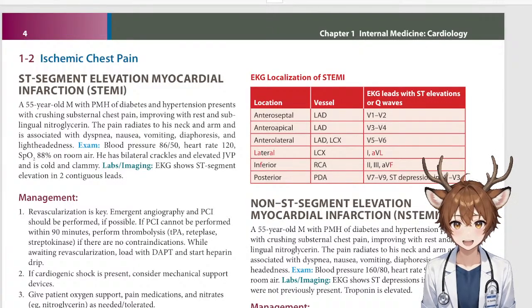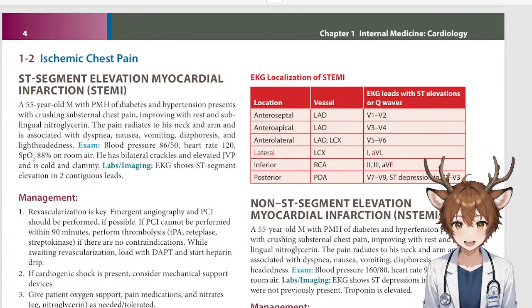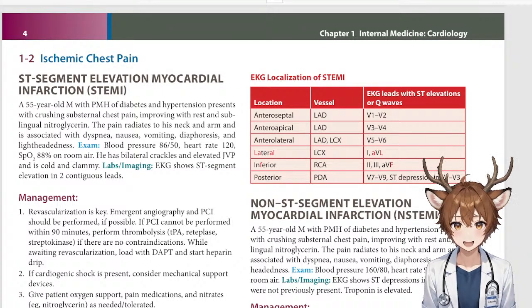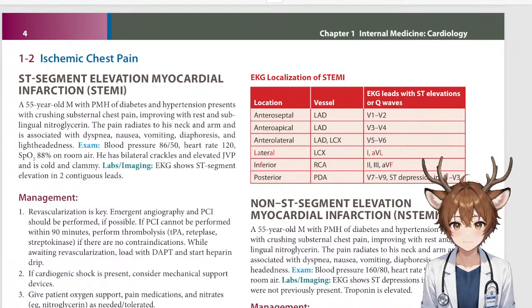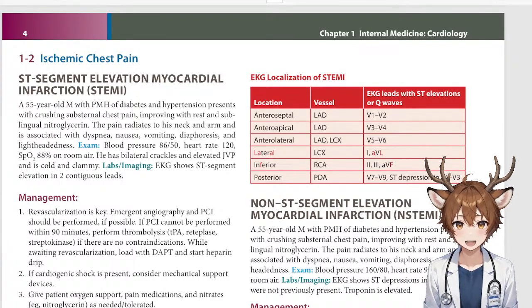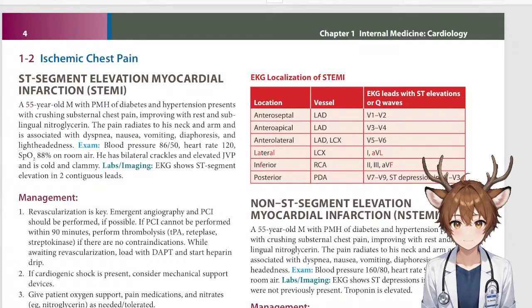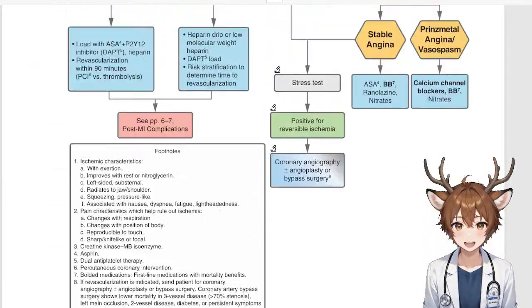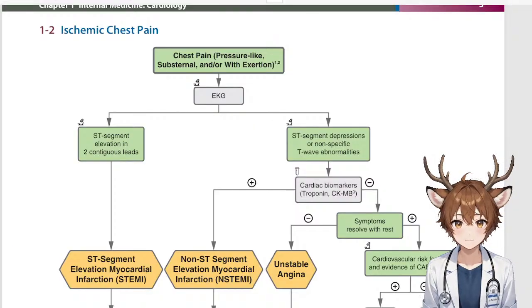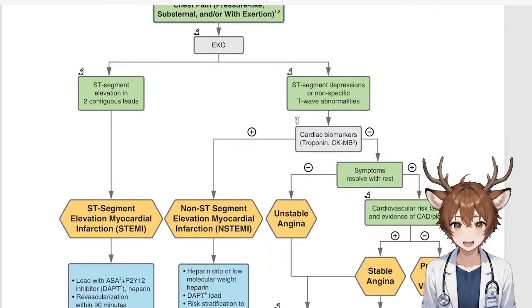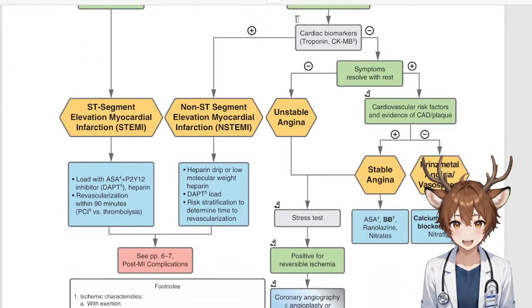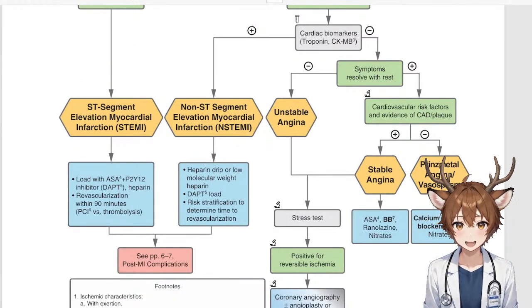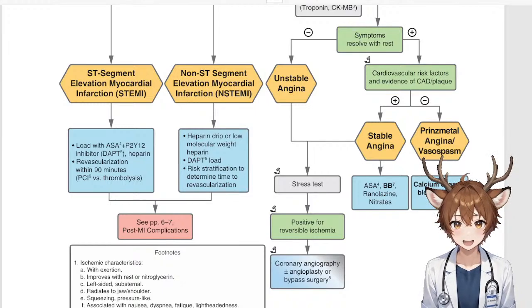So 1-2, page 4, ischemic chest pain, ST segment elevation myocardial infarction, STEMI. This is a little vignette for you guys. Take notes. Be a critical thinker in this matter. So ST segment elevation myocardial infarction, STEMI, which was for reference. Let's go back to the page here. STEMI, EKG: you have ST segment elevation in 2 contiguous leads. Therefore, you have STEMI. Therefore, you go for aspirin, P2Y12 inhibitor, DAPT, heparin, revascularization within 90 minutes.